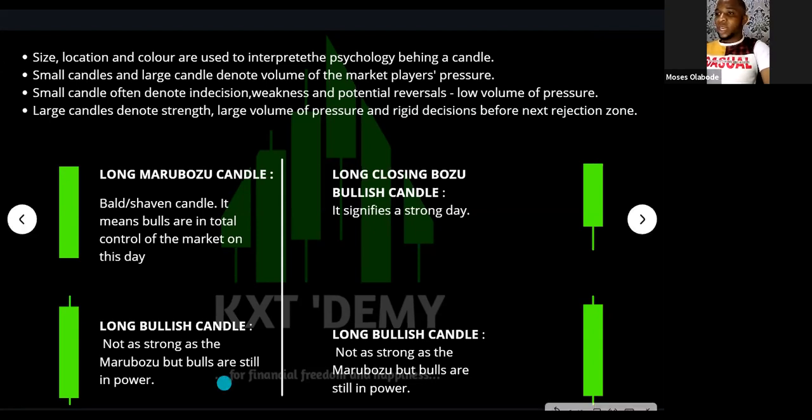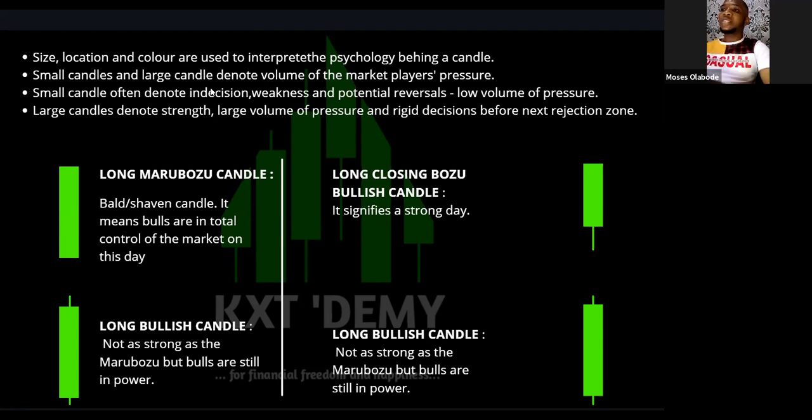So we have that point here. Small candles and large candles denote volume of the market player's pressure, okay? This is a very, very important point. This is something that you should understand. Because when you need indicators to identify this, remember the first point, the size, small or large, the location at the top of the trend, at the bottom of the trend, or on a straight trend, and the color, is it red or green? Is it white or black? Whichever color you use as bulls and bear, they interpret what the market players are trying to do.